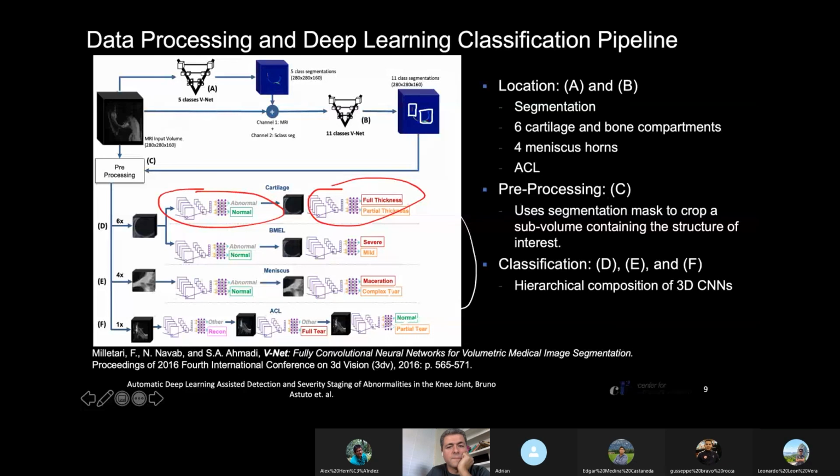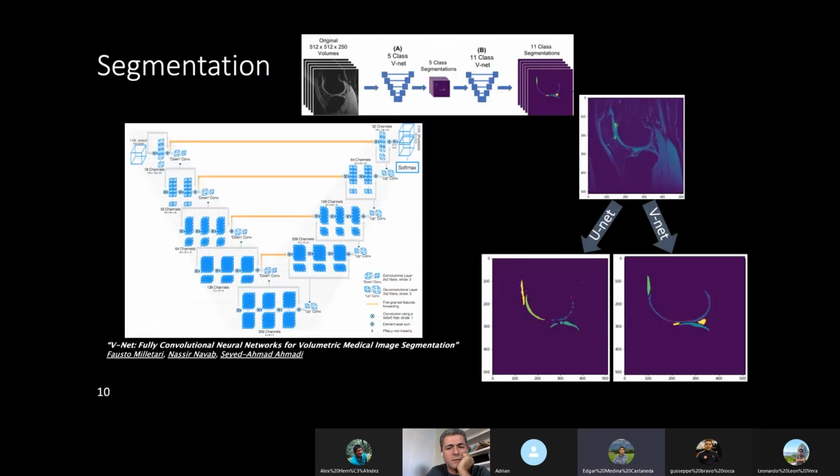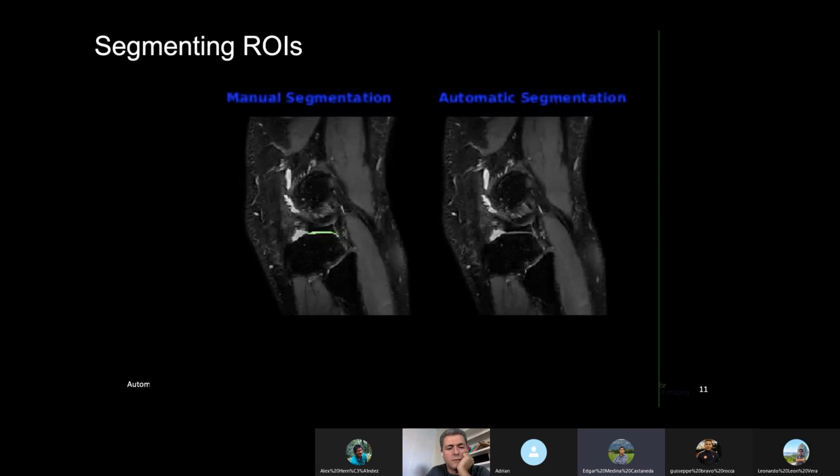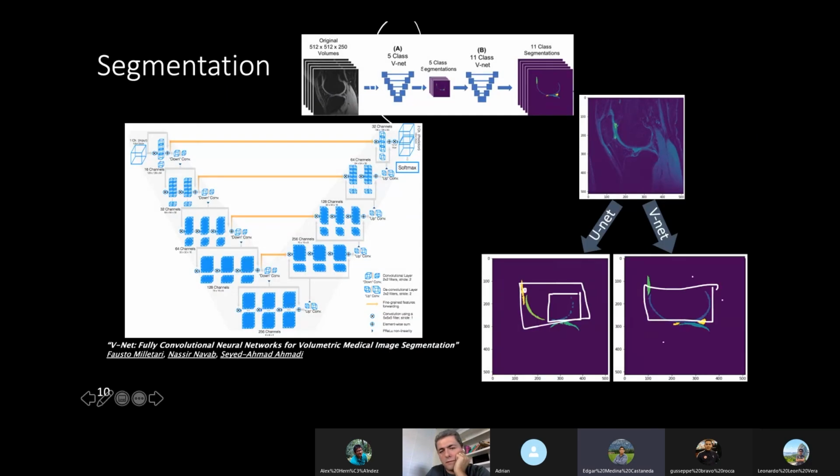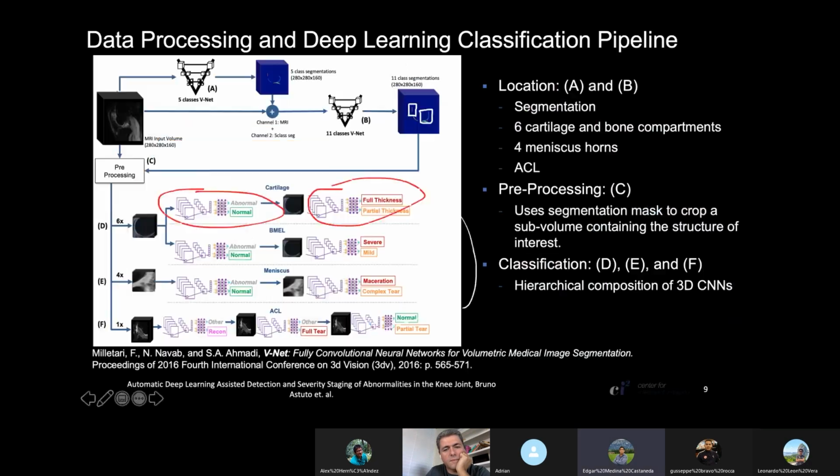Okay, so I'll go back to the presentation. Can you repeat the question, Edgar? Yes, about here. For example, I see that in the output you have normal, abnormal. Can you go back to the slide with the classes? This one, okay. Abnormal, normal, full thickness, partial thickness.